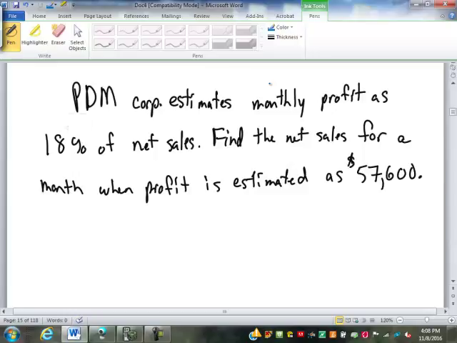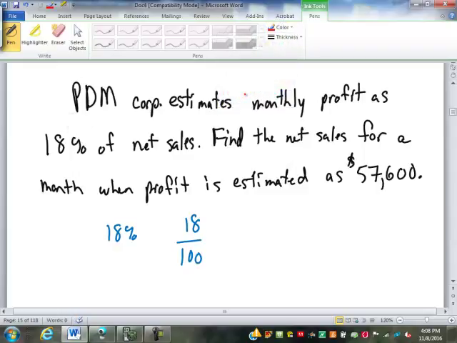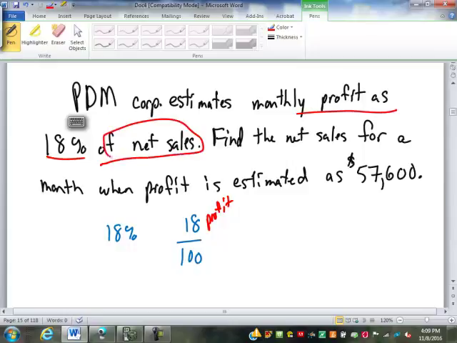So we look at this, we've got 18%, which is of course 18 out of 100. What does the 18 represent there? The 18% is what? Yeah, profit is 18%. So the 18% represents profit. And that profit is figured out as a piece of what? A portion of the net sales. So the 100% is representing the whole amount, or the net sales.